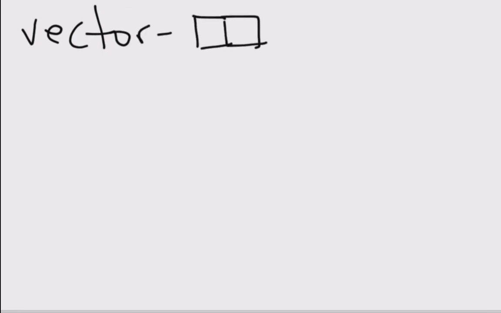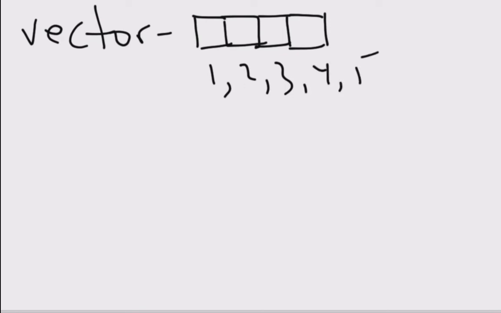First one is a vector. A vector can be thought of as a scalar, but essentially is a series of the same thing. You could think of it like this, just a series of different things. It could be numbers, 1, 2, 3, 4, 5. It could be letters or names. It can't be a combination of the two, and we'll talk about that in a moment.